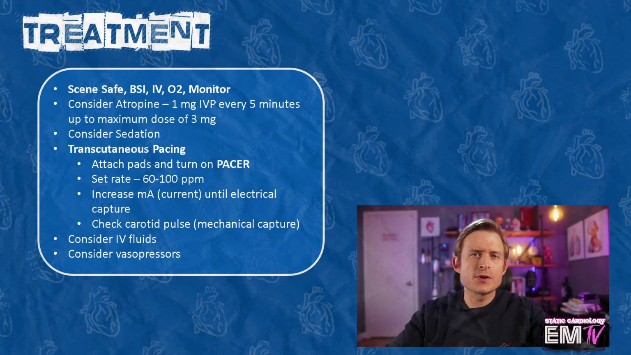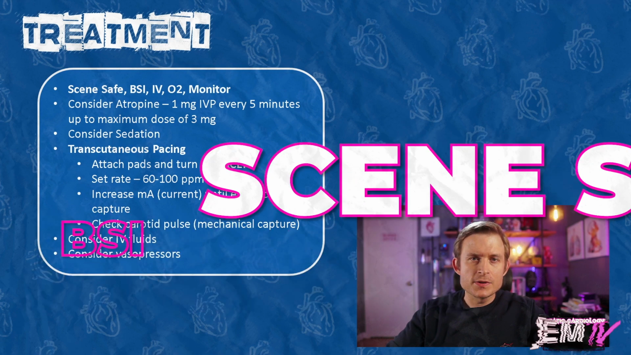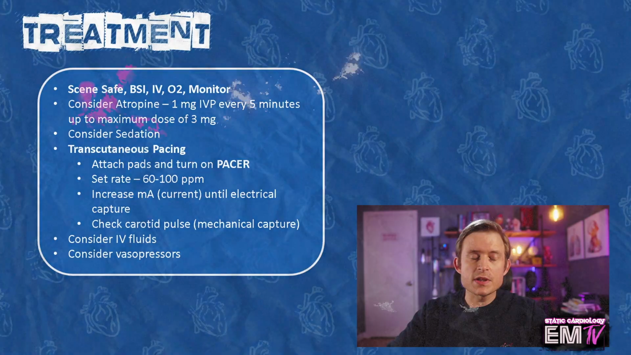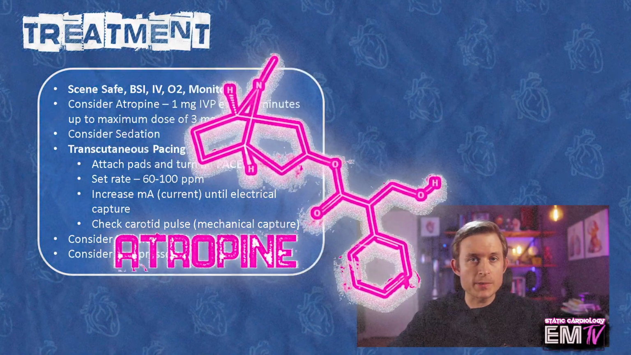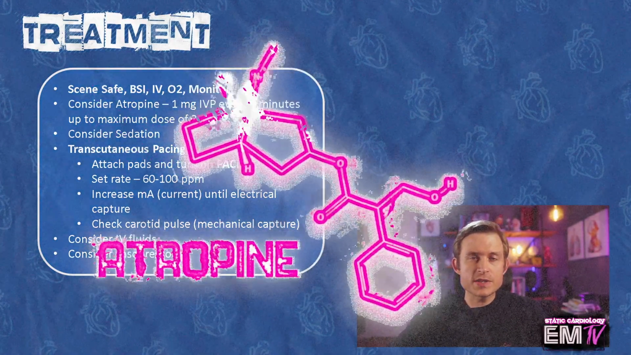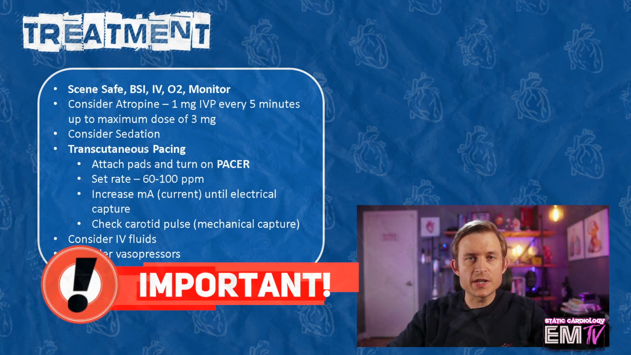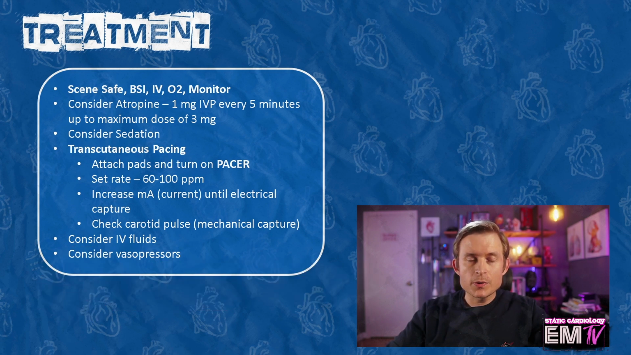Just like with all my other cards, I'll begin treatment by regurgitating the mantra, Scene Safe, BSI, IV O2 monitor. The next thing I'll do is I'll administer atropine, 1 milligram IV push, given every 5 minutes up to a total of 3 milligrams. Now, although atropine doesn't routinely work in high-degree heart blocks, it's still recommended that you start with this intervention. And be aware that atropine has to be delivered rapidly in order to avoid a paradoxical bradycardia that will occur if you push this medication too slowly.